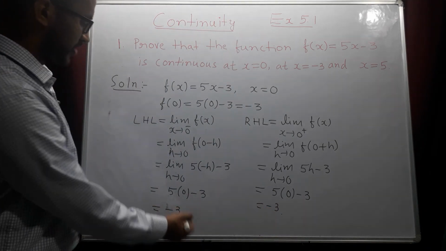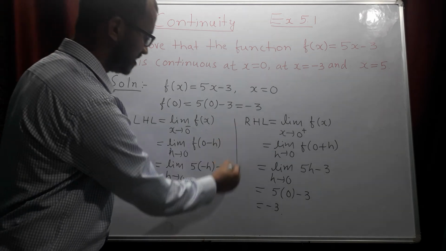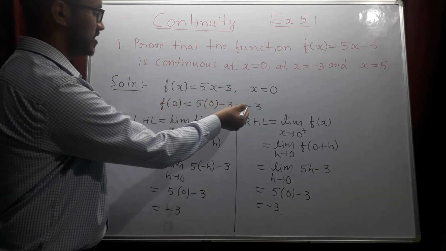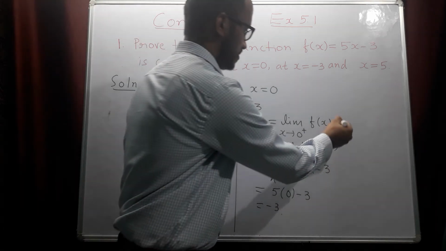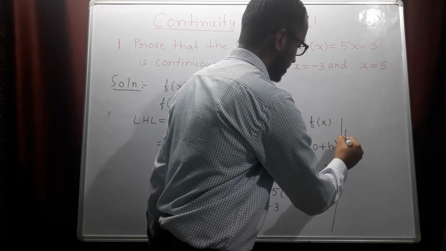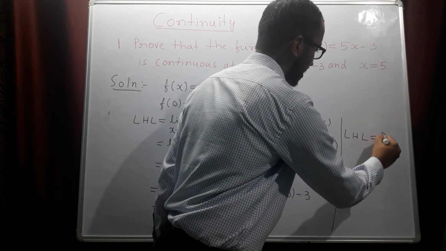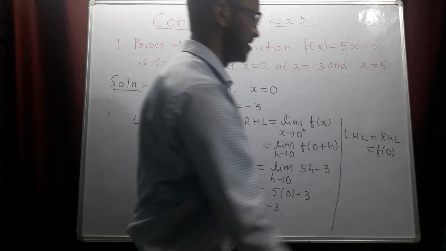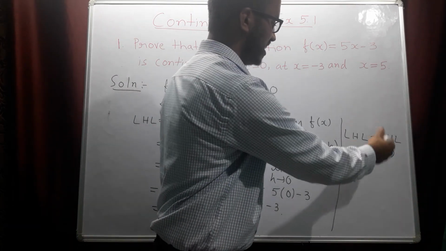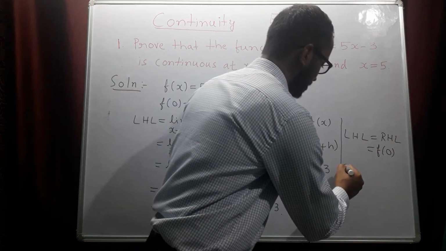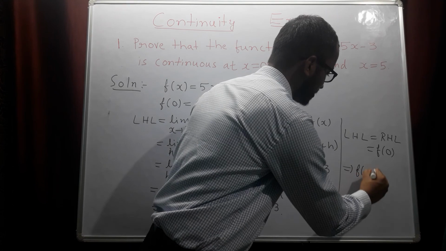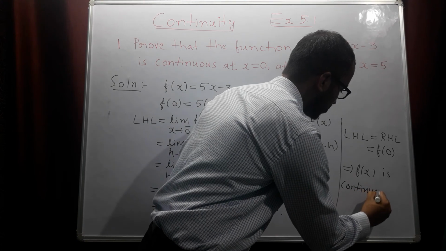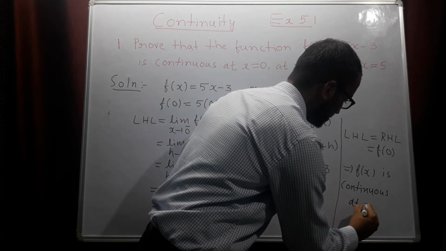So the left hand limit we obtained is minus 3, and the right hand limit we also obtained is minus 3. Also, the value of the function at the point 0 is minus 3. So clearly, the left hand limit is equal to the right hand limit, which is equal to the value of the function at the point 0. All these are equal, so we can say f of x is continuous. The given function is continuous at x equals 0.